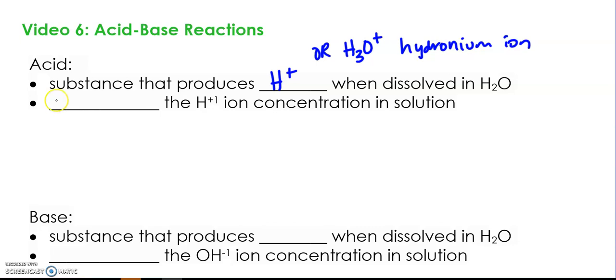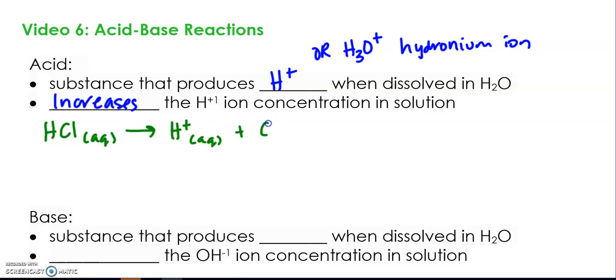So when you have an acid, it will increase the H+ concentration in solution. What I mean by that is it's going to produce H+ ions. An example would be if I had HCl, aqueous, it would dissociate into H+ ions and Cl- ions. So that would be increasing the H+ concentration. Now another way to write this, because HCl is aqueous, is you could write water as a reactant.